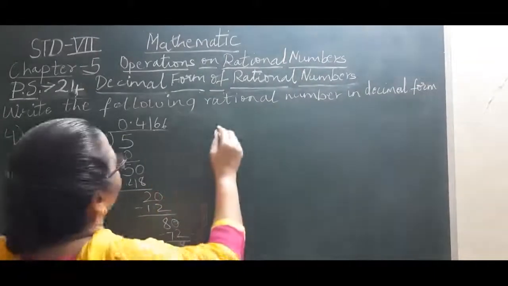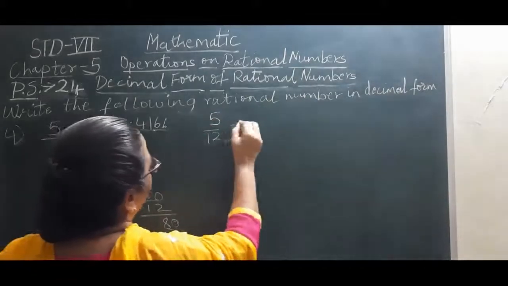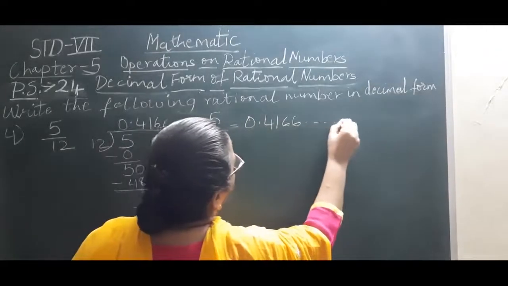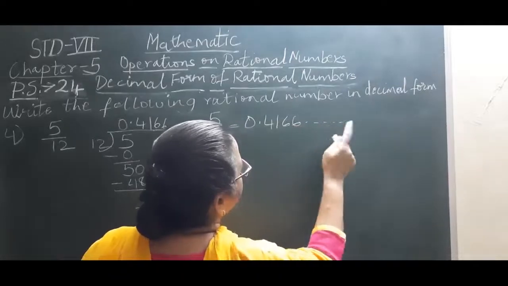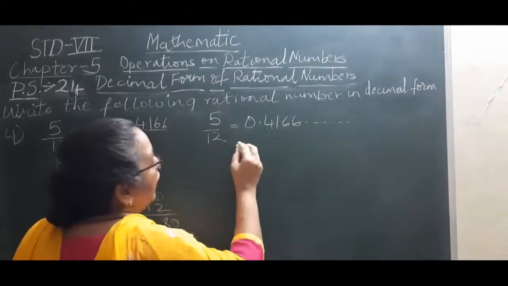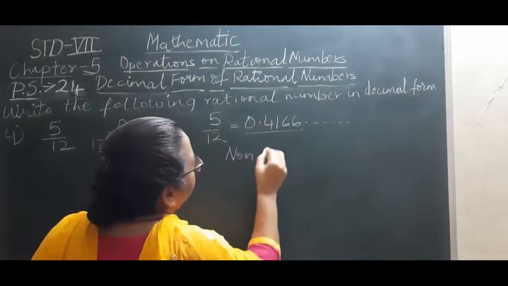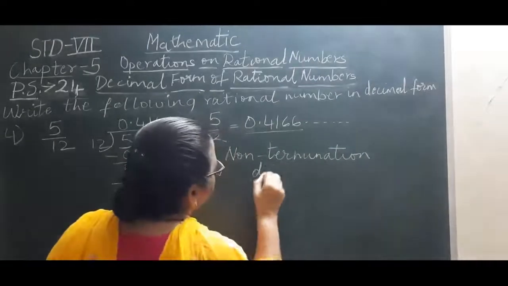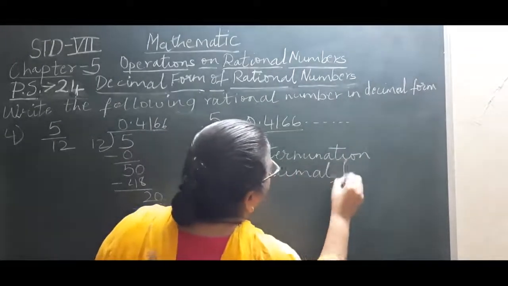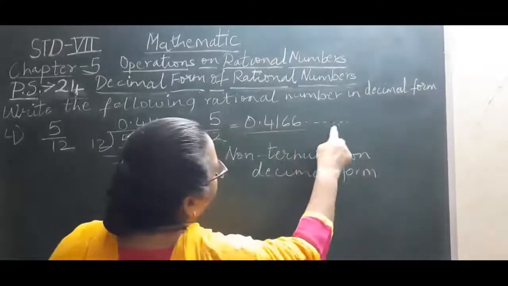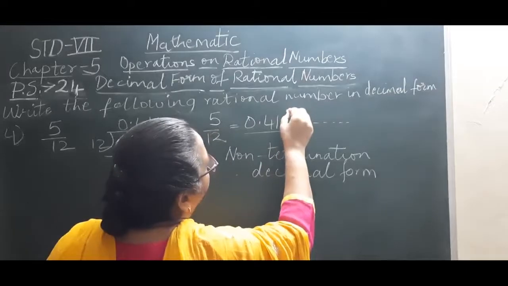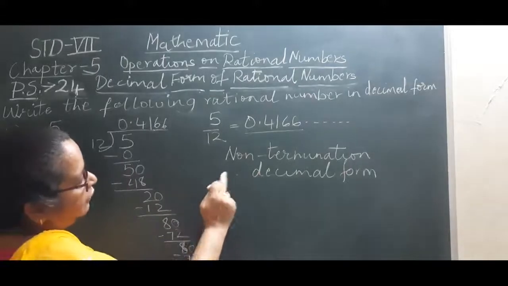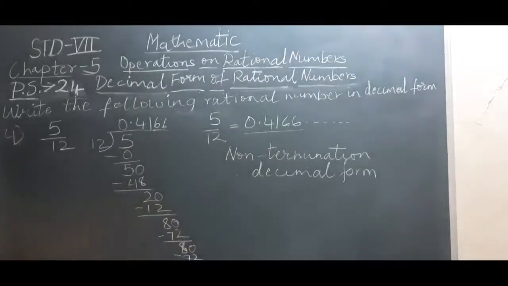So the answer of the fraction 5 by 12 we can say is equal to 0.4166. We have to give this dotted line. That means the number 6 is repeating again and again. So we read this as non-terminating decimal form. Either we can put the dots here or we can put a single dot on the number 6. Anyway, we can write the answer. So here we can see that it is non-terminating decimal form.